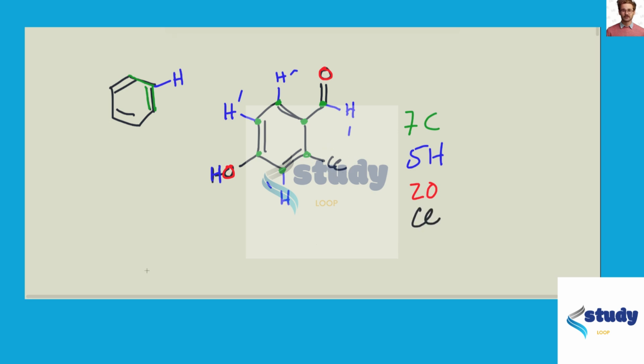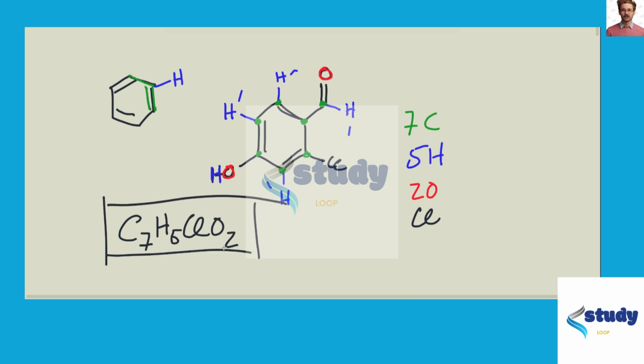Okay, so the way we typically write this is to start with the carbons, and as a subscript, write how many you have, C7, then do your hydrogens, H5, and then your chlorines and your oxygens can go in either order, but I'm going to do chlorine, and then I'm going to do oxygen 2. And this is the molecular formula for the molecule shown.